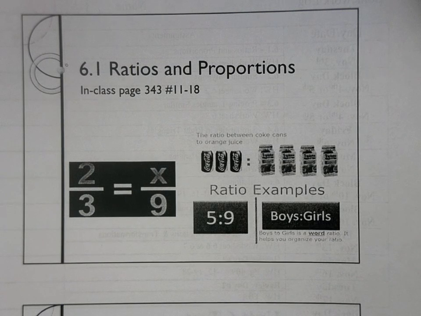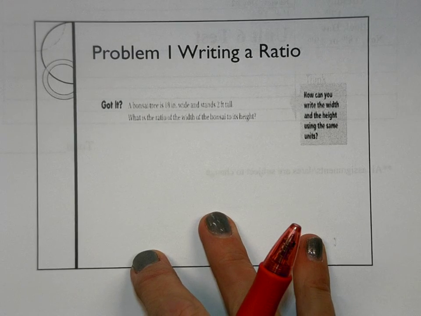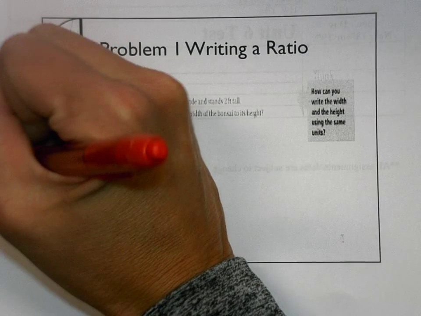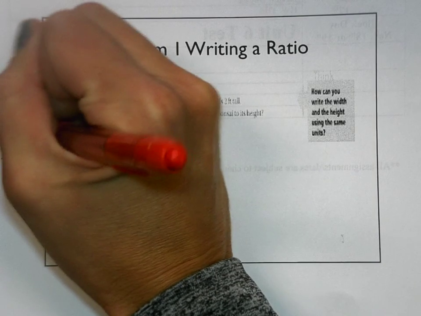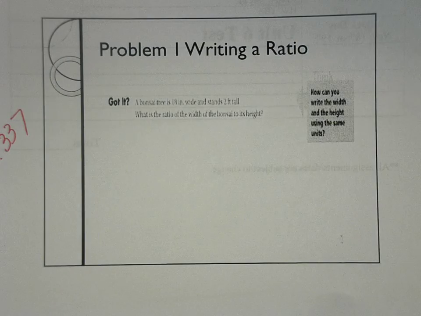All right, Math 2, Unit 6, Section 1. We are on page 337. Okay, we are talking about ratios and proportions. You guys, I think, have heard about these before. Does this sound familiar? I'm pretty sure you learned about these in 6th grade, in 7th grade. Okay, now there is a difference, but not really.